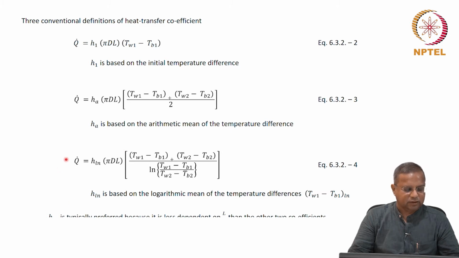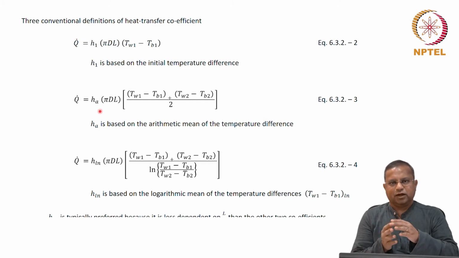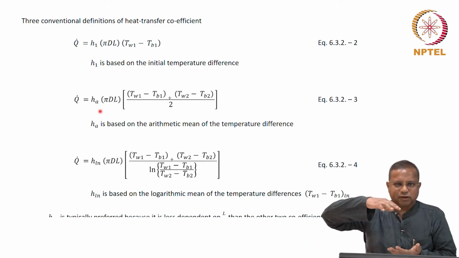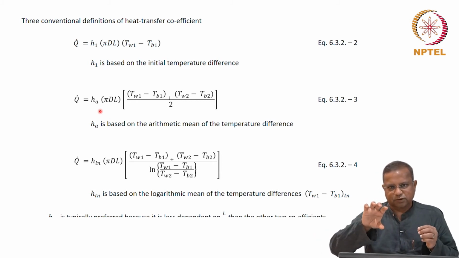Typically, the heat transfer coefficient based on the logarithmic mean of the temperature difference is preferred because of the operational aspects. It is less dependent on L by D compared to the other ones. You have a large length by diameter ratio. In other words, your length is very large compared to the diameter.